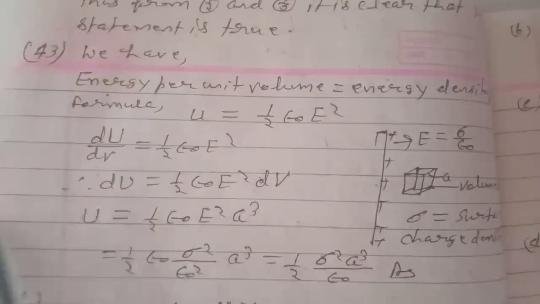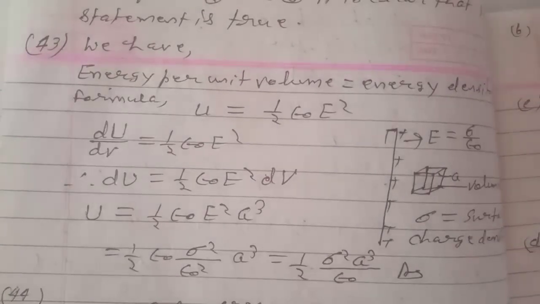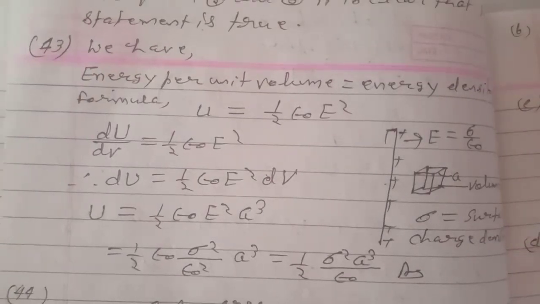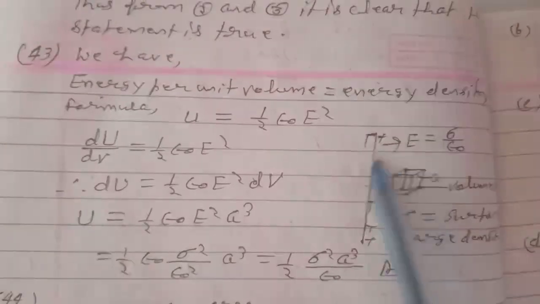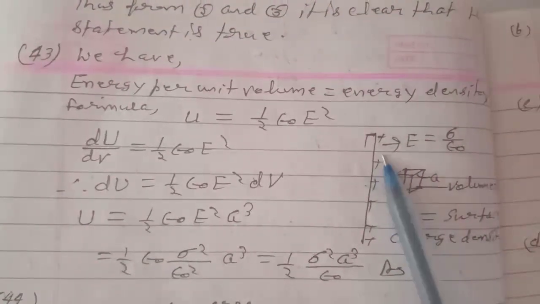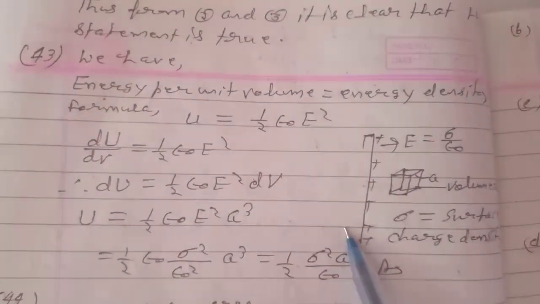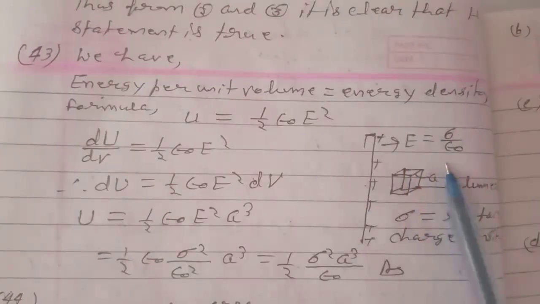Question number 43. A large conducting plane has a surface charge density 1.0 into 10 to the power minus 4 coulomb per meter square. Find the electrostatic energy stored in a cubical volume of edge 1 centimeter in front of the plane. This is a conducting plane which is given. Surface charge density is sigma. So the electric field due to this plane sheet of charge, we know, is equal to sigma by epsilon naught.